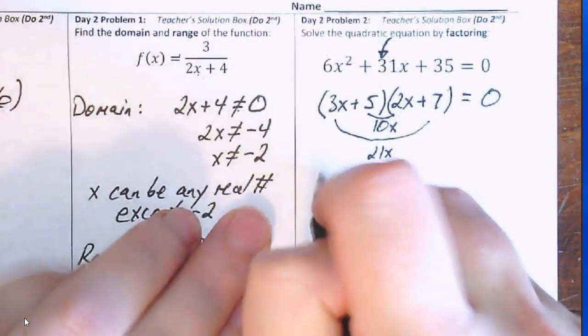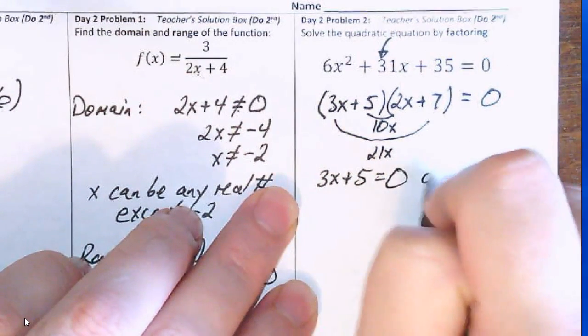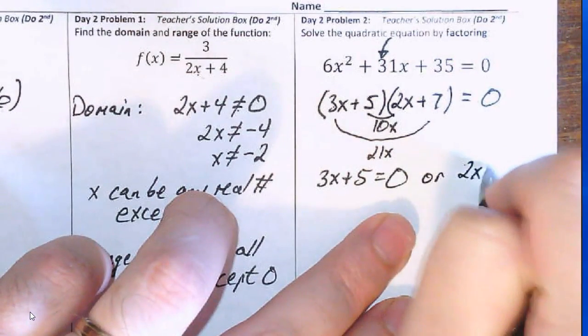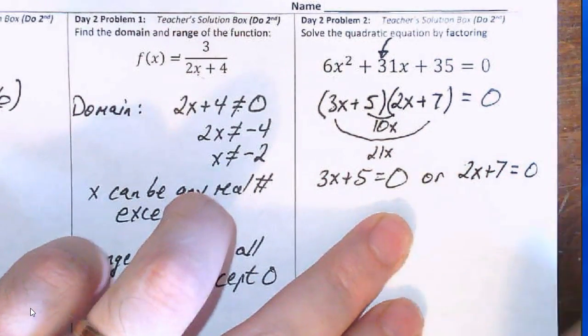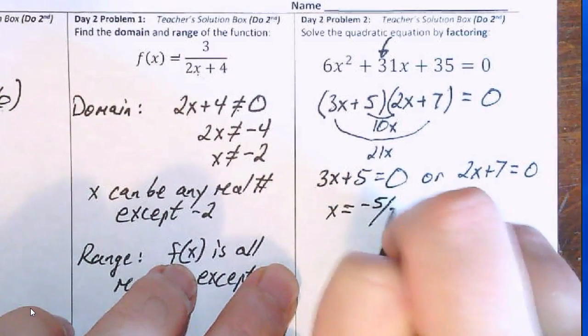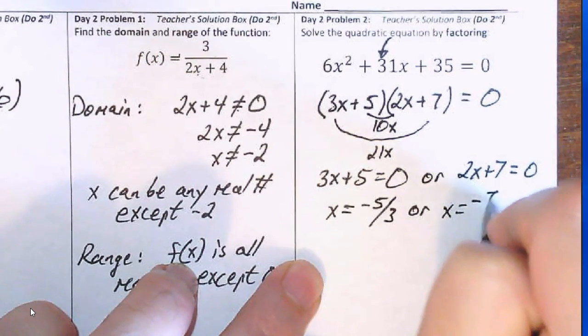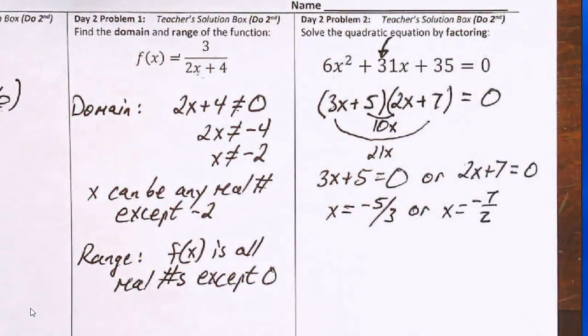Now we can set each factor equal to 0 and solve for x. This first one is going to turn out to be -5/3. And over here, this will turn out to be -7/2. There are the two answers to the quadratic equation using factoring method.